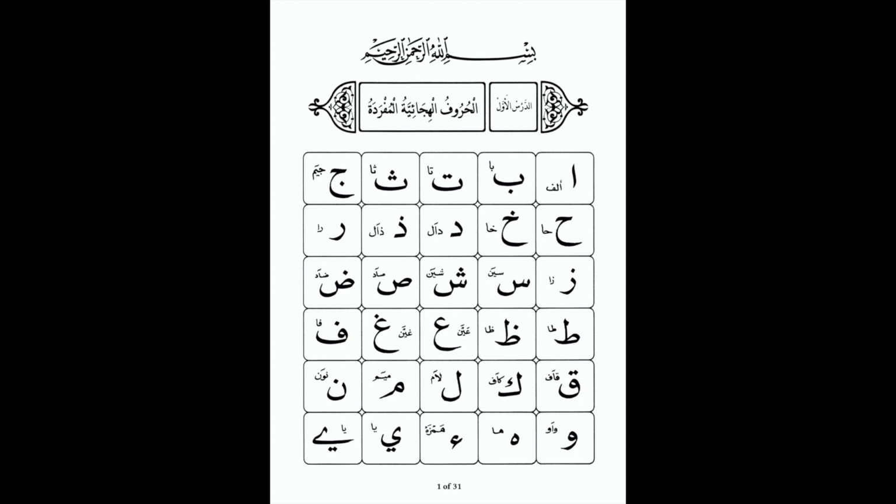Dal. Remember, it's not dal, d. You know the dal you eat with rice, the yellowish thing, lentils. No, it's not that dal. It's da, from dada, dadi. Dal, inshallah, and this is the second tongue-out letter. Dal. Okay.